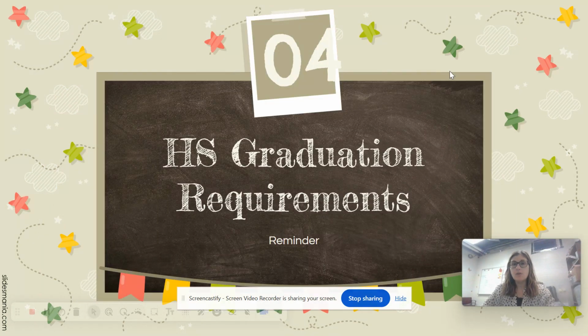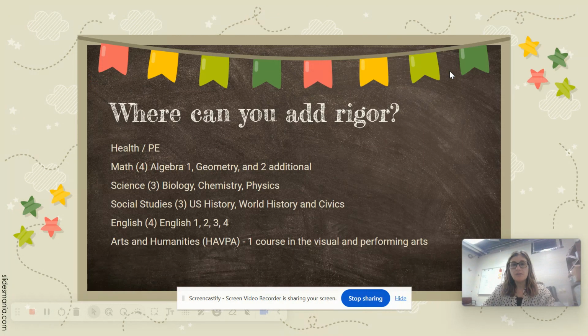And then step 4, we had them look through the graduation requirements just as a reminder of the things that they needed, and talked with them about how we could add some rigor to their schedule. We talked about how we could look at some of the classes that are needed for graduation, and if students didn't want to add rigor there, maybe there were some electives that they could choose to tackle to add some rigor in that aspect.